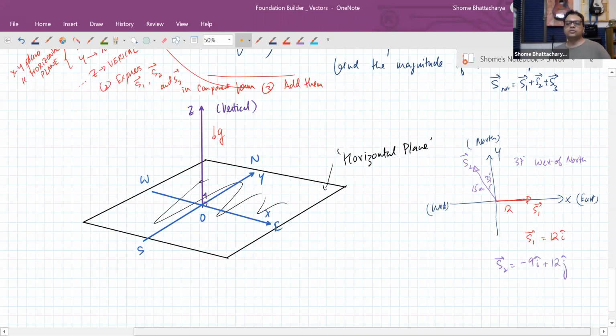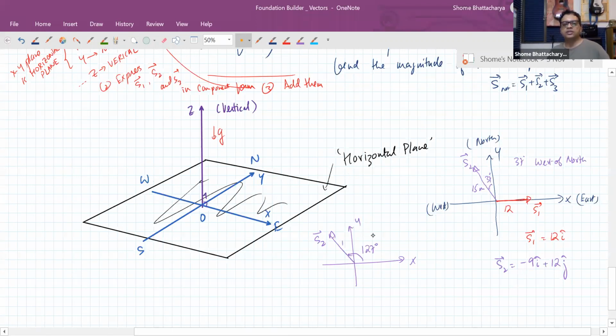This is what our vector S2 will look at, because our vector S2 is like this. This total angle is 127 degrees. This is 15 meters. So from component algebra it will look like this.